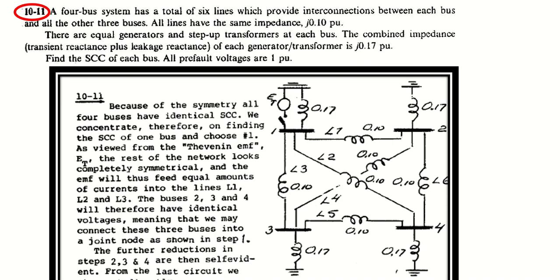Now 10.11. A 4 bus system has a total of 6 lines which provide interconnections between each bus and all the other 3 buses. All lines have the same impedance j0.1 per unit. There are equal generators and step-up transformers at each bus. The combined impedance, transient reactance plus leakage reactance, of each generator and transformer is j0.17 per unit. Find the SCC of each bus. All prefault voltages are 1 per unit.